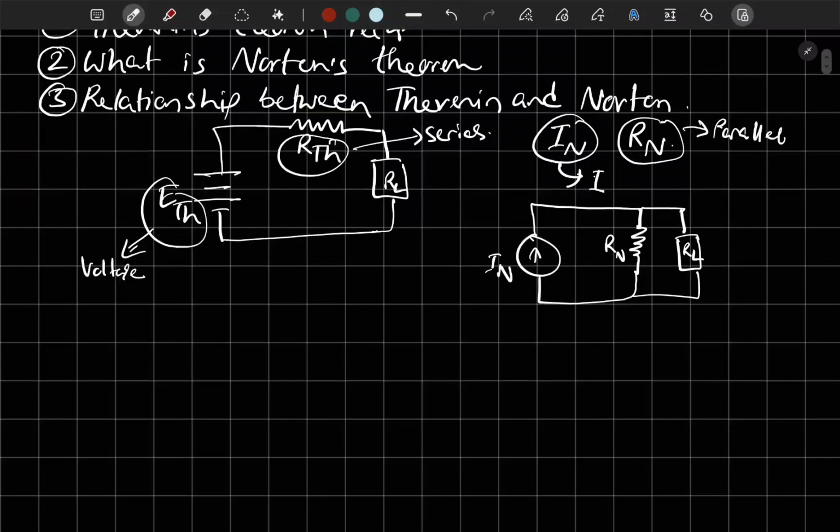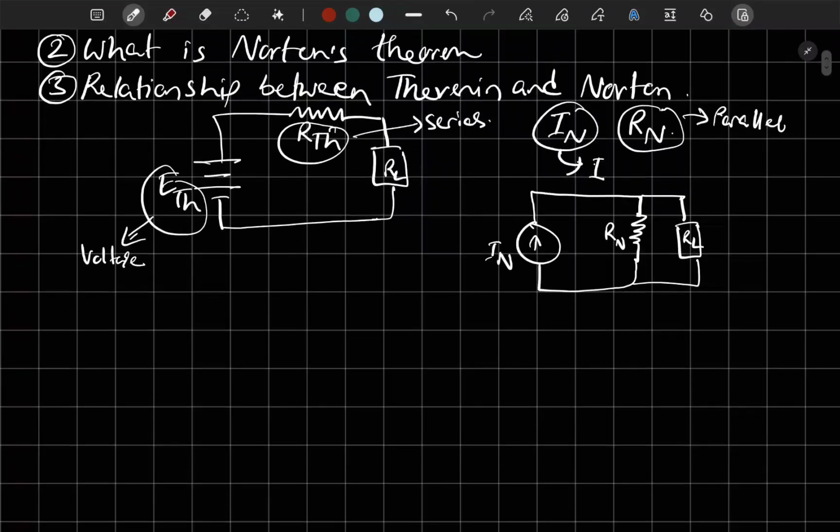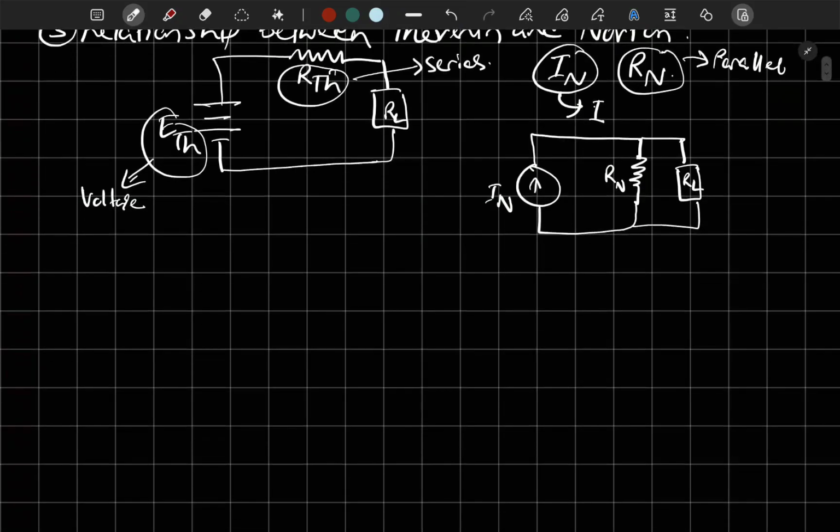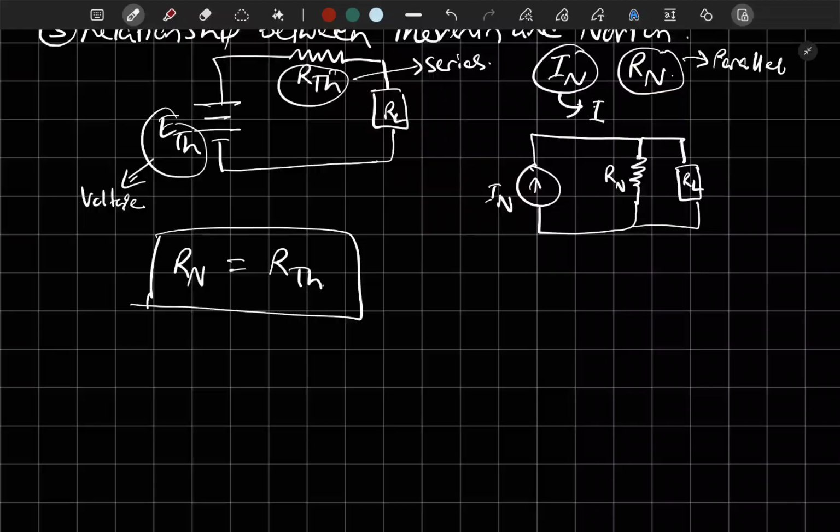Now let's look at the relationship between Thevenin and Norton, the theorems, not the actual people. Okay. So RN is equal to RTH. We will see later that we use the same steps to find these two resistances, so they are the same. We can write them interchangeably. And the other key relationship is that ETH is equal to IN times RN.